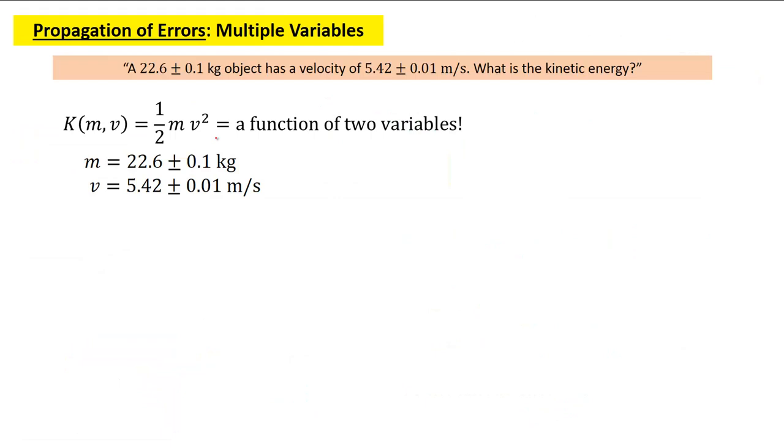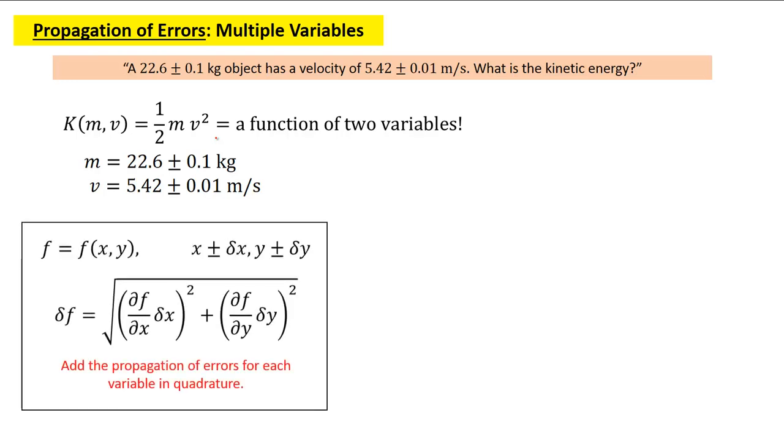What if you have multiple variables? Well, then we're going to do propagation of errors again, but for multiple variables. So let's say we still want to calculate kinetic energy, but now the mass and the velocity both have uncertainty associated with them. So my kinetic energy is now a function of two variables with uncertainty, m and v. Well, in a function with two variables, I would do essentially the same thing.